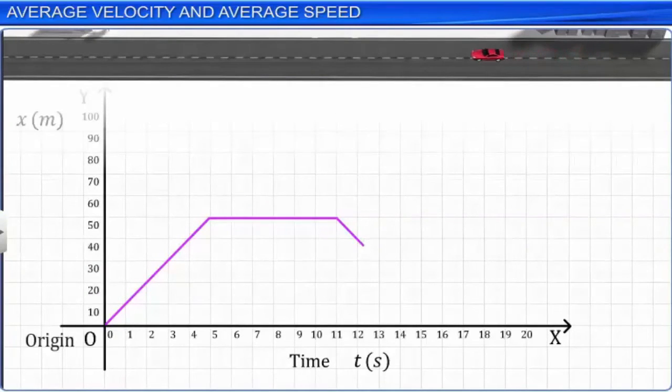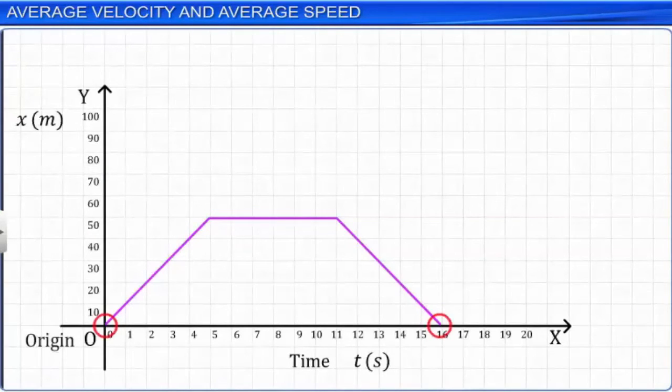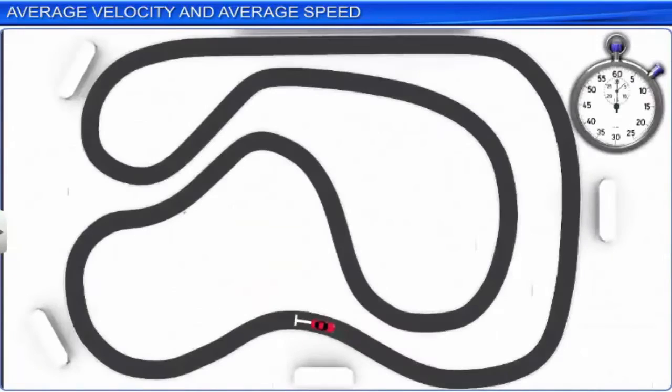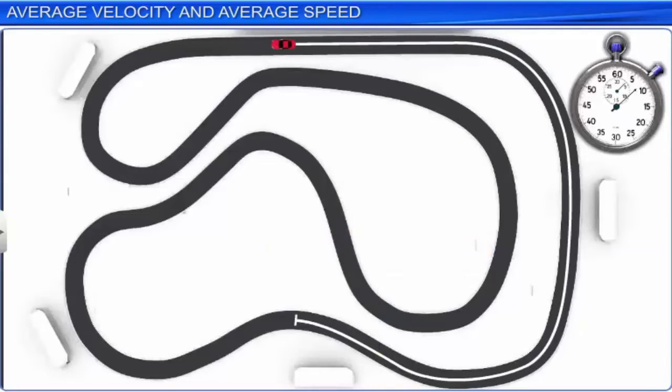We know that speed depends on the magnitude of the path length described by a body and the time taken to describe this path. Average speed is the ratio of the total path length and the total time taken for the motion. The unit for average speed is the same as that for average velocity, that is, meters per second or kilometers per hour.